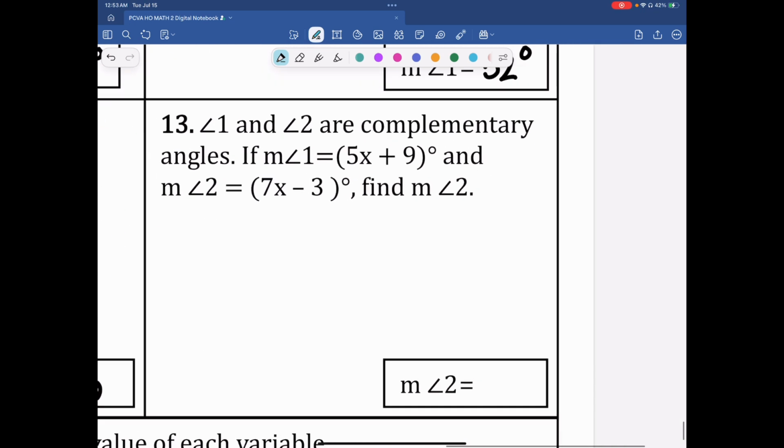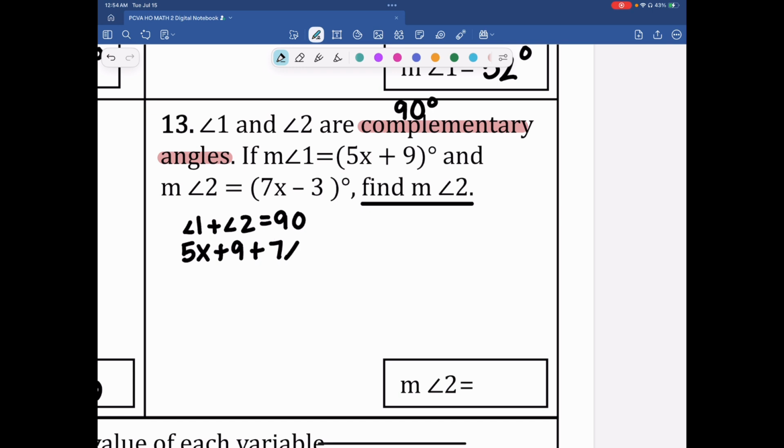All right, so for number 13, it says angle 1 and angle 2 are complementary angles. So remember, complementary angles means that it equals 90 degrees. And they tell us that the measure of angle 1 is 5x plus 9, and the measure of angle 2 is 7x minus 3, and they want us to find the measure of angle 2. So if they're complementary, we're going to take angle 1 plus angle 2 and set it equal to 90. So that's going to be 5x plus 9 plus 7x minus 3 equals 90 degrees.